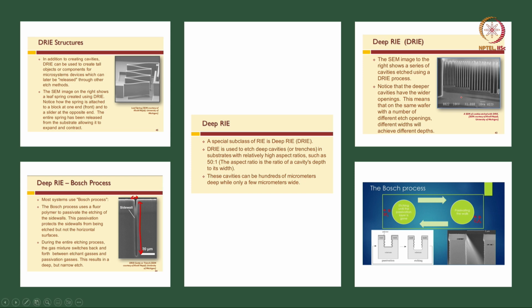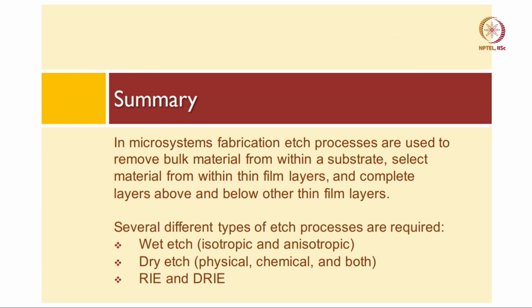The process, as I told you, is also called the Bosch process. In summary, for any sensor fabrication technique where we are going to miniaturize it using micro technology, we have to go for several techniques. First is deposition, then lithography, then etching. When you talk about etching, it can be wet etching, which can be isotropic or anisotropic, or it can be dry etching, which can be physical, chemical, or both. And finally, there can be RIE and there can be DRIE.